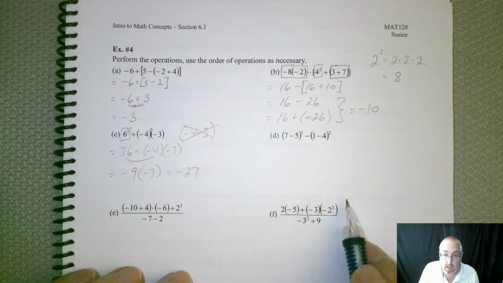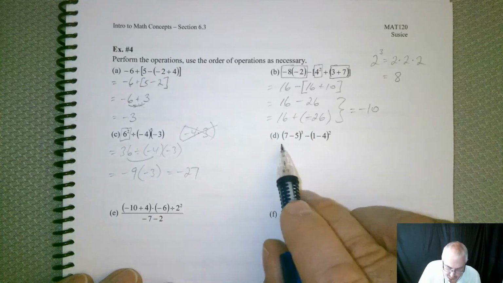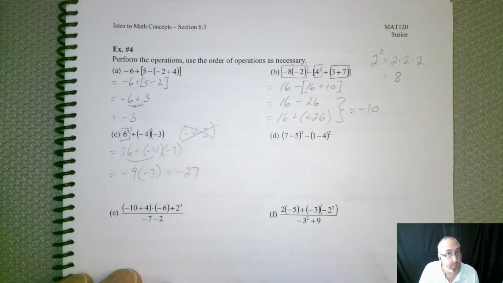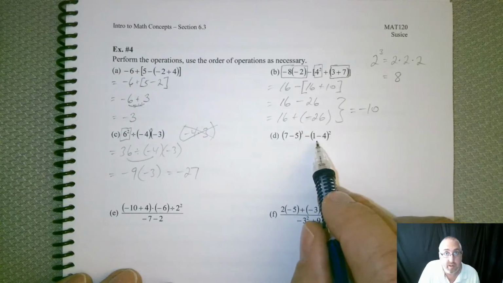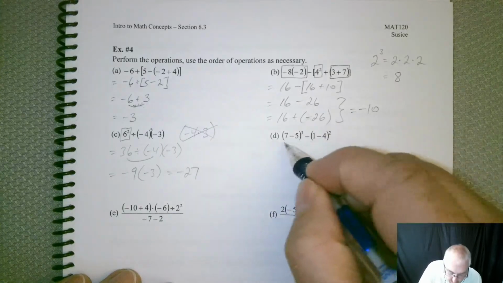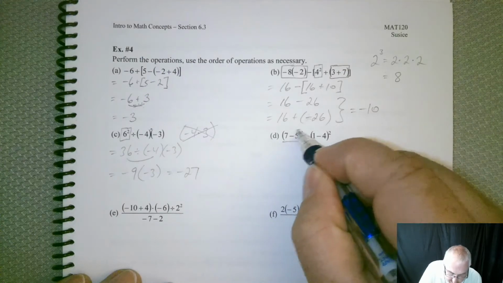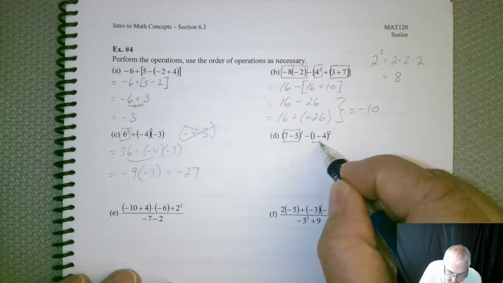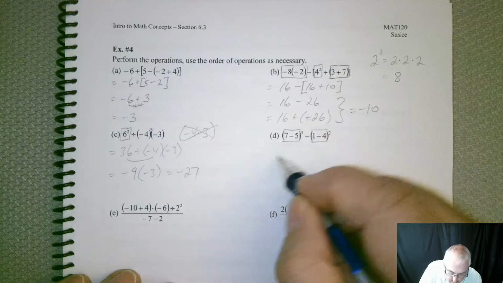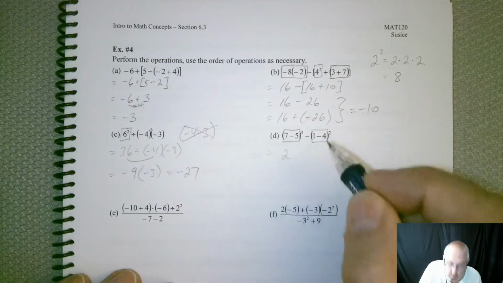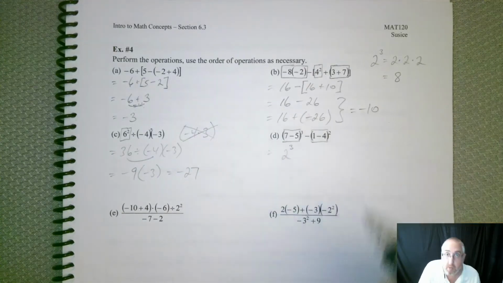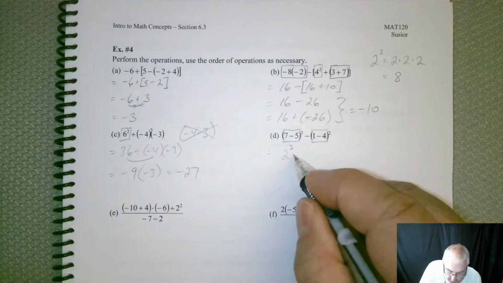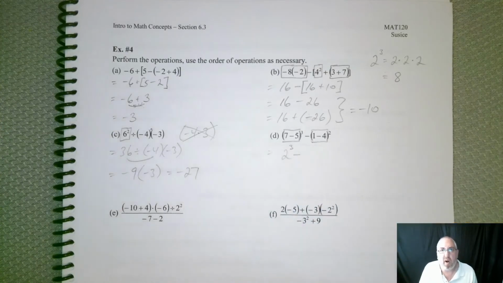Okay, let's do a couple more. We're at 8 minutes 50 seconds. So we got some parentheses here. So we really got to take care of those first. The exponent's outside of that, so we don't touch the exponents yet. We have to do what's inside the parentheses first on both of these. So 7 minus 5 is 2, and it's positive 2, so we can lose the parentheses. Still got the exponent of 3.